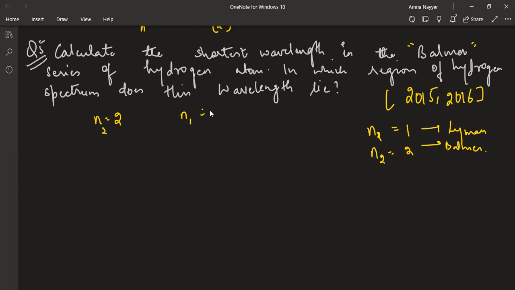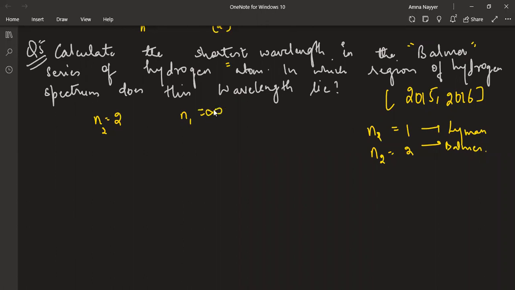So that is not given. It should have been given, no? If it said fifth orbit or sixth orbit, then you would have written this. Use Rydberg's formula, obtain the wavelength. It has just mentioned shortest wavelength. Whenever it mentions shortest wavelength, it means the first one, this becomes infinity.